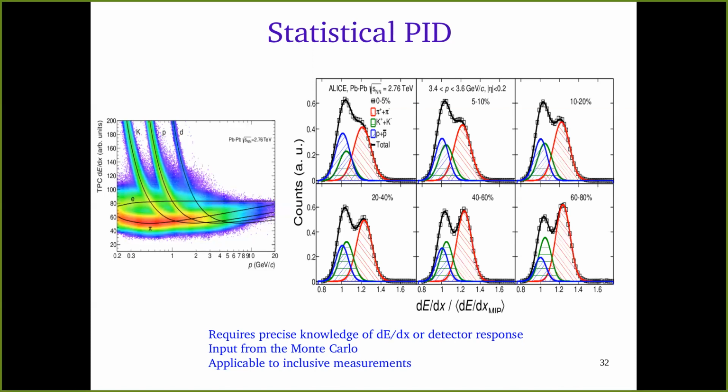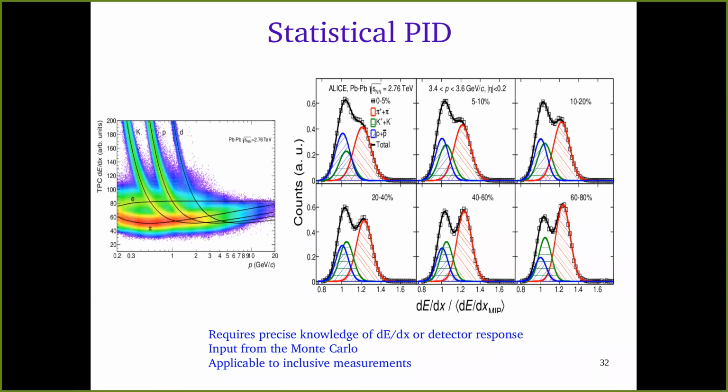If the knowledge that you get from your Monte Carlo information is not properly tuned, you are certainly going to land up with wrong results. So this kind of statistical PID is generally done at the higher momentum range, where the separation is not sufficient to do PID at the track by track level. And for physics applications, this is applicable to the inclusive measurement, where you just want to know the yield of a particular particle.